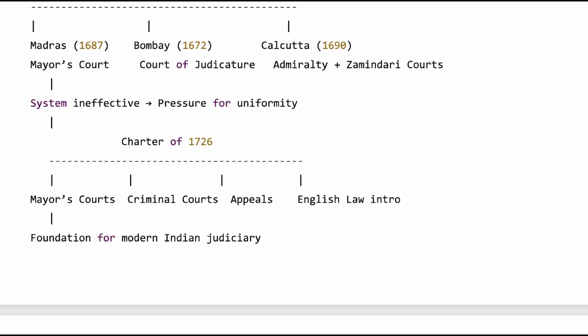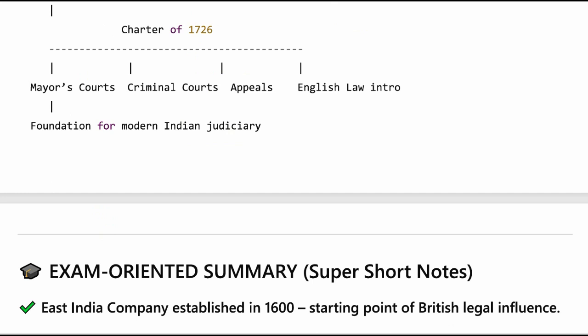In the Charter of 1726, Mayor's courts were set up in all the three Presidency towns. It was a civil court with limited criminal jurisdiction. It also had an appeal structure, and English law was introduced in the Charter of 1726. Mayor's courts were the foundation for the modern Indian judiciary. So this is a very important aspect of the Mayor's Court.